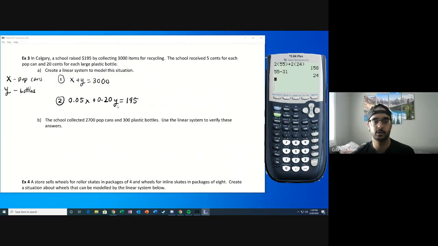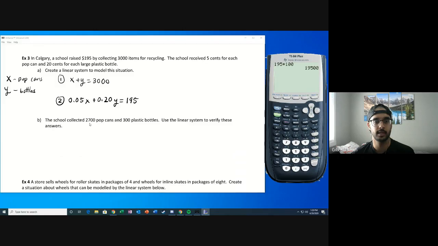Okay, so we wrote everything in terms of dollars. Now, if you wrote everything in terms of cents, if you had 5x plus 20y, you'd have to change this into 19,500, because $195 times 100, as there are 100 cents in each dollar, gives 19,500. Okay, so just be careful on how you're setting that money equation up.